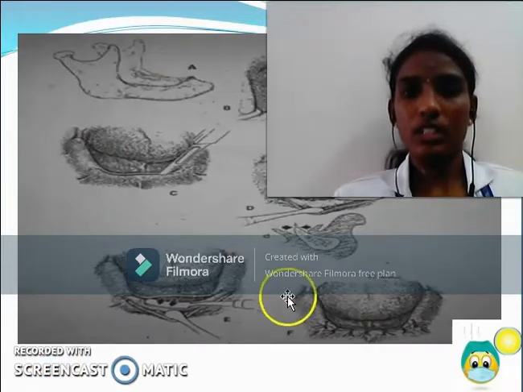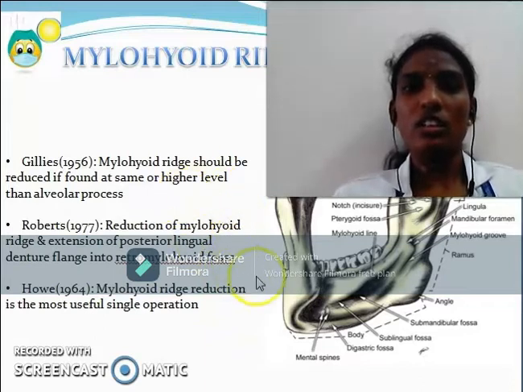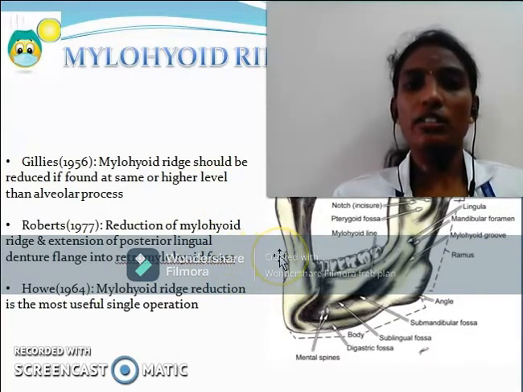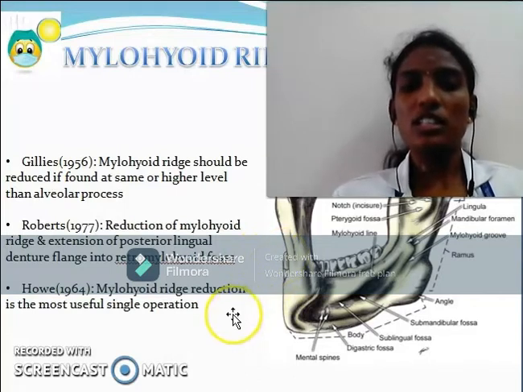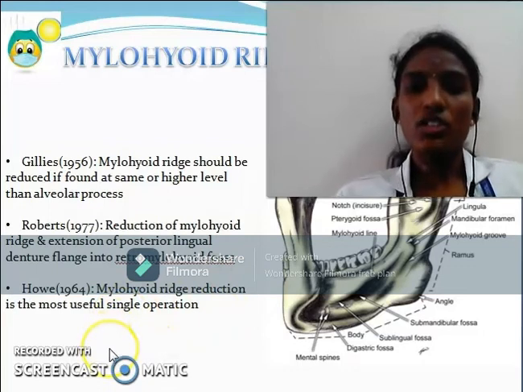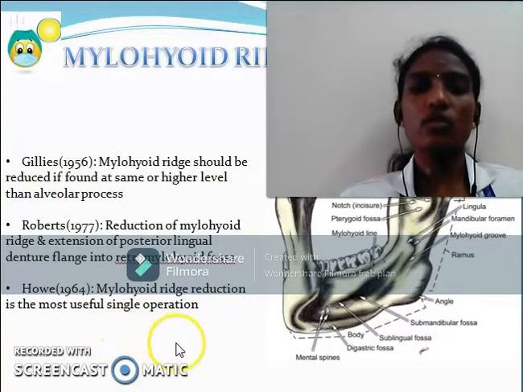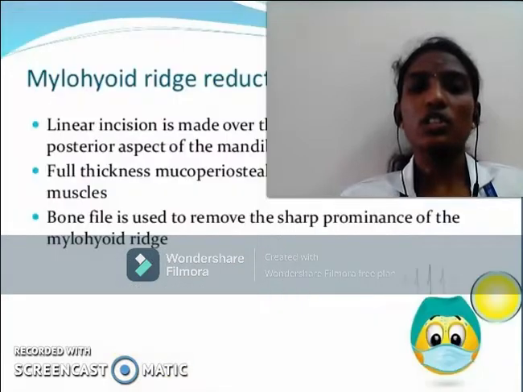This is mylohyoid ridge reduction. The mylohyoid ridge is first reduced if it is at the same high level as the alveolar bone. Richter in 1977 reduced the mylohyoid ridge and extended the posterior lingual denture flanges into the retromylohyoid fossa. Hosey in 1964 stated that mylohyoid ridge reduction is the most useful single operation.